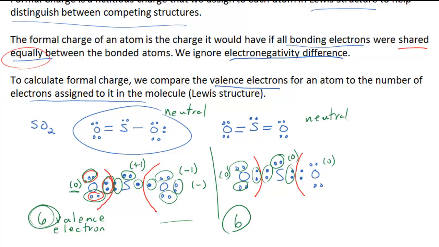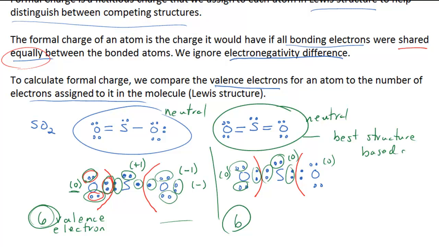So based on formal charge, we would conclude that the structure on the right is the best structure. Okay, so best structure based on formal charge. So which is it? Based on the octet rule, structure on the left. Based on formal charge, structure on the right. So again, the best structure based on formal charge is the one that has formal charges closest to 0. Okay, and in this case, all three were 0.